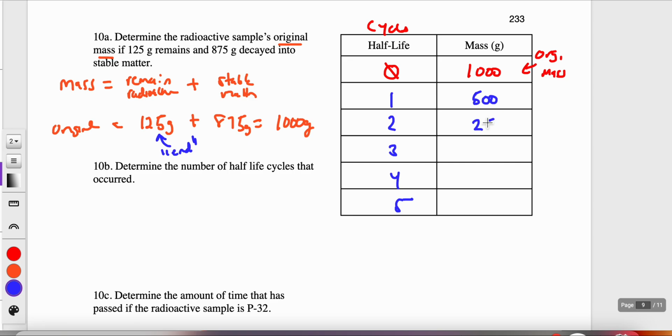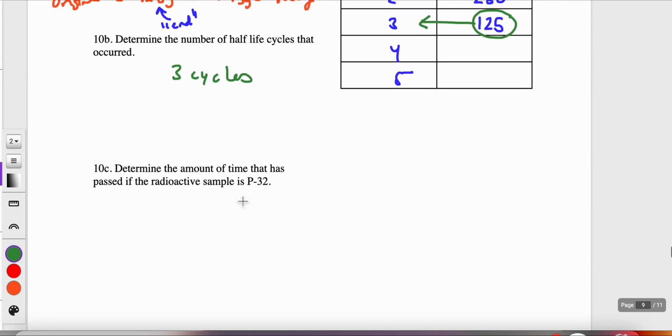500 becomes 250, and here the 250 becomes 125. So to go from 1,000 grams of radioactive material to 125 grams still radioactive, this required 3 cycles to occur.